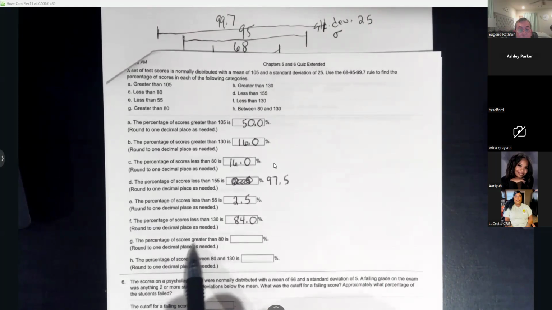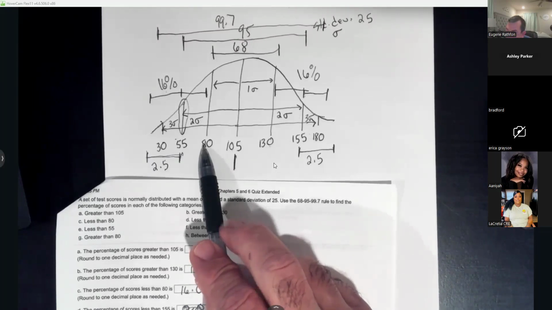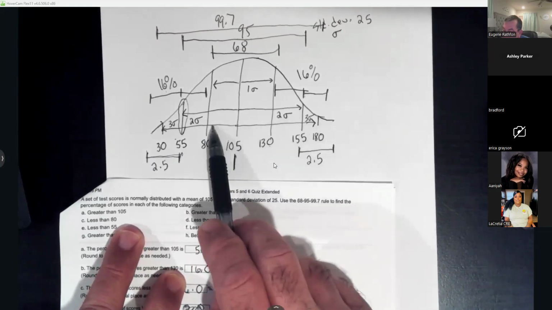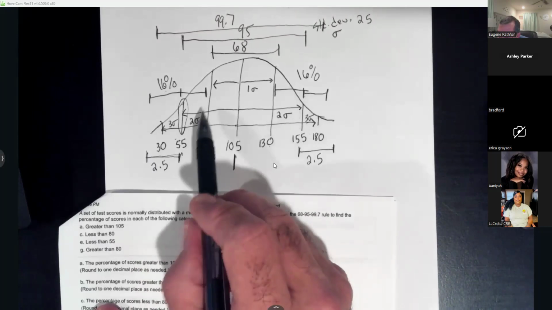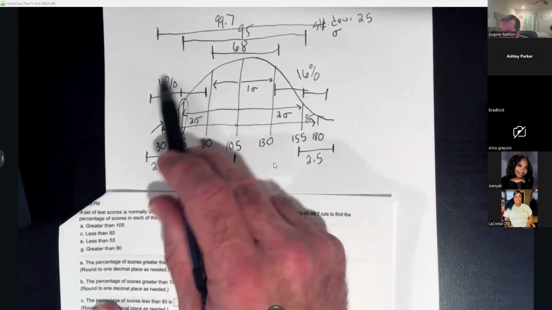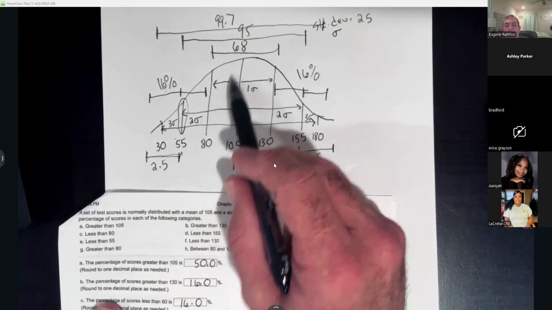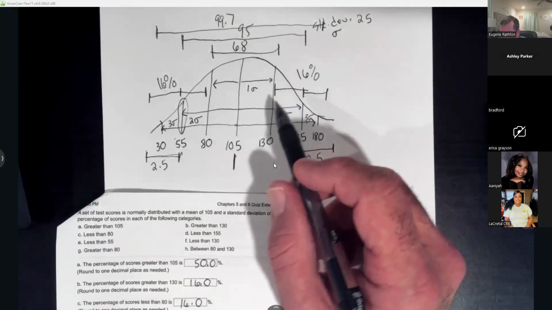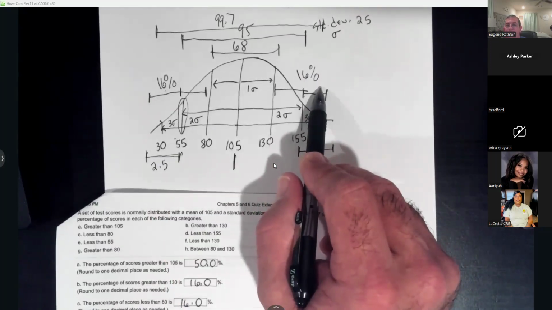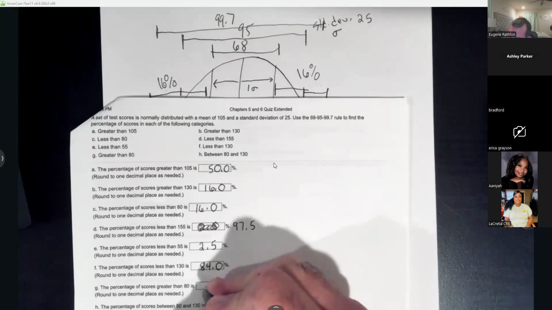All right, percentage of scores greater than 80. So, y'all, let me find 80. 80 is right here. So that's everything greater than 80. If you remember, in between the end and 80 was 16%. So once again, greater than 80 would be this 68 added to this 16%, because remember the ends were 16%. So, y'all, that's going to be the same thing. 68 and 16 will give you 84.